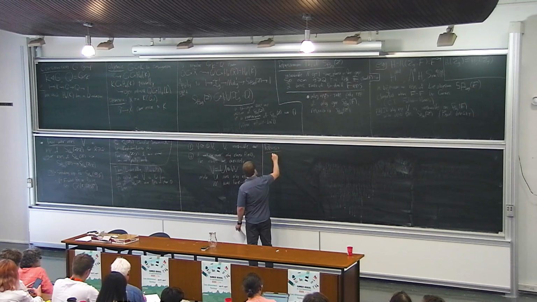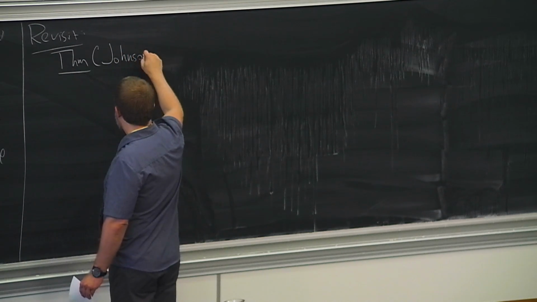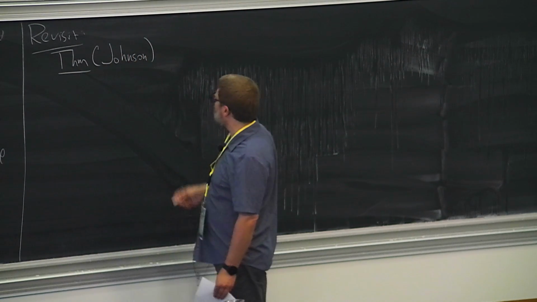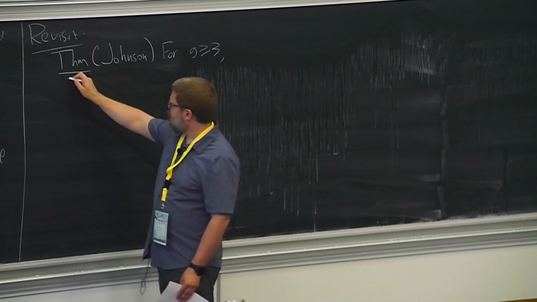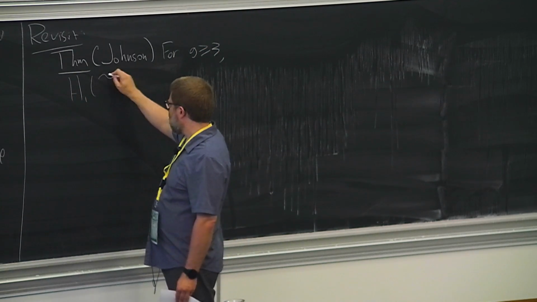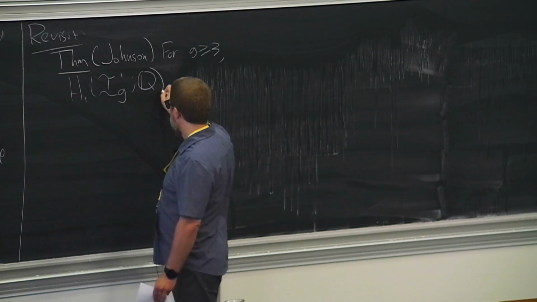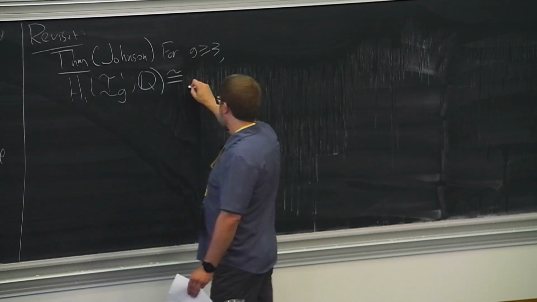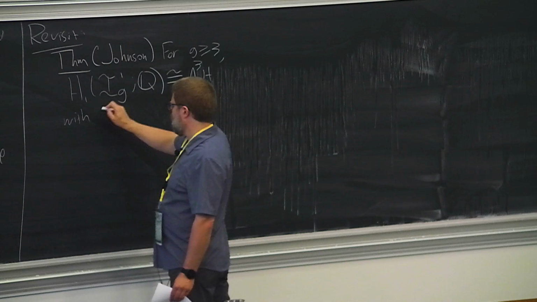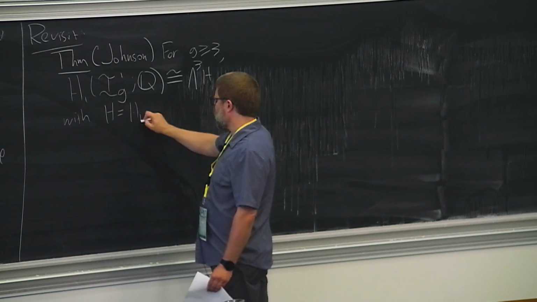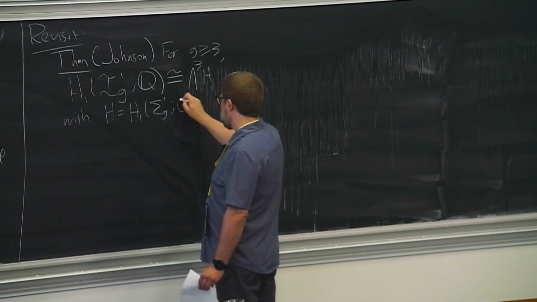So recall I stated the last time this theorem of Johnson from the early 80s, which says that for g at least 3, we have that H1 of Torelli G1 with Q coefficients is isomorphic to wedge 3 of H, where H is equal to H1 of Sigma G1 with Q coefficients.